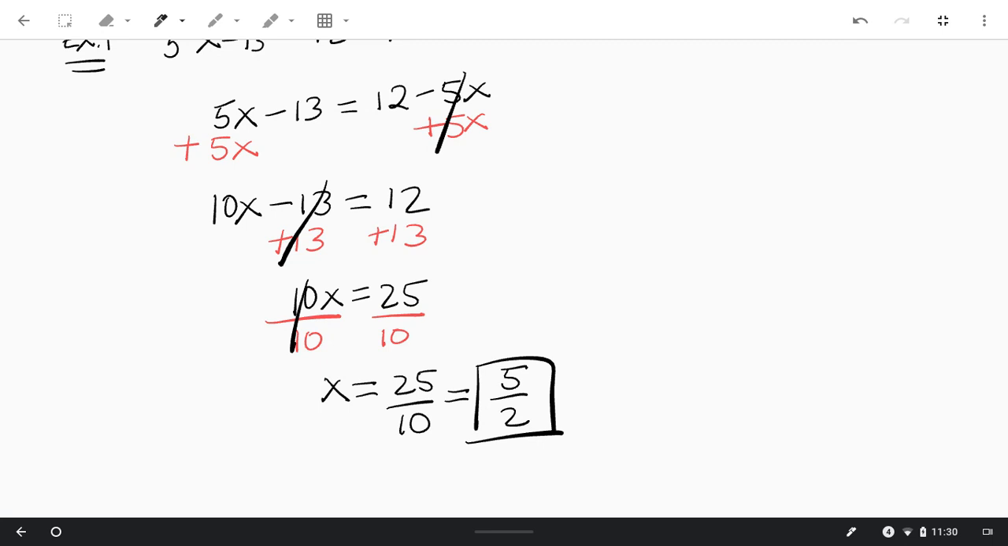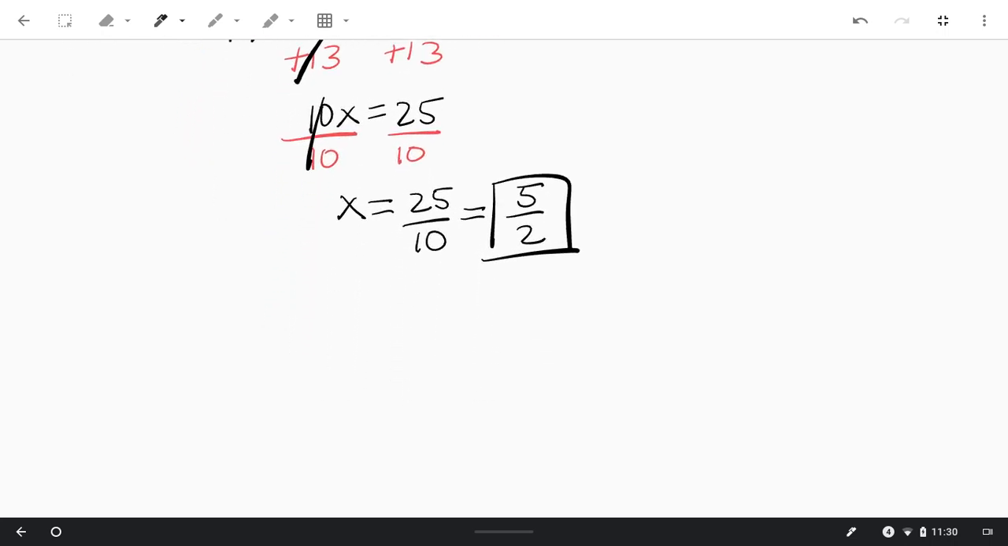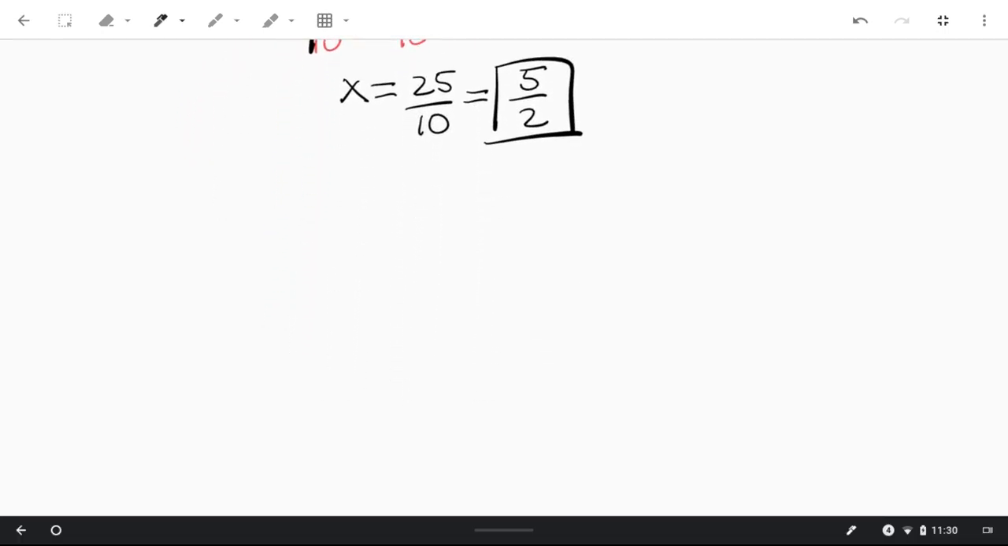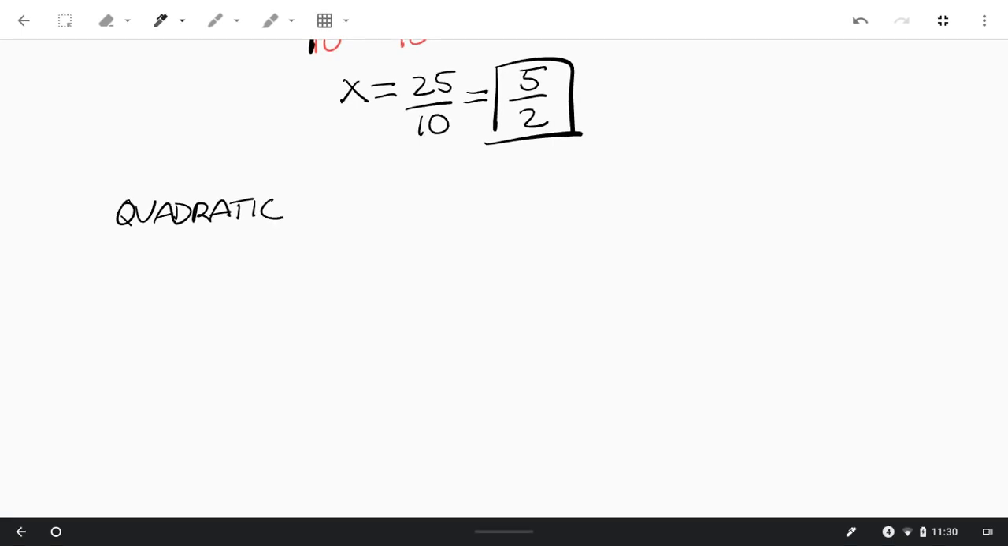So let's focus on quadratics. We're going to take a look at quadratic equations, and then we're also going to take a look at what's called quadratic in form. Okay, so let's start off with quadratic equations.